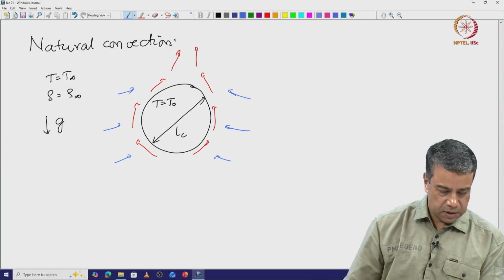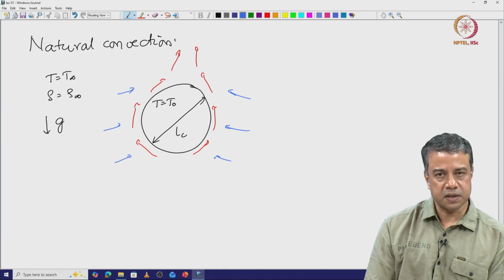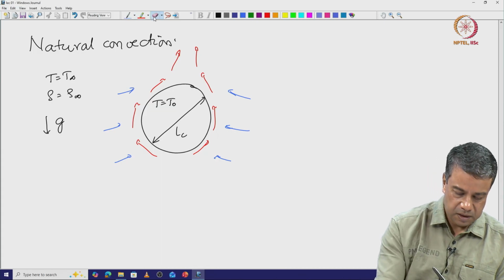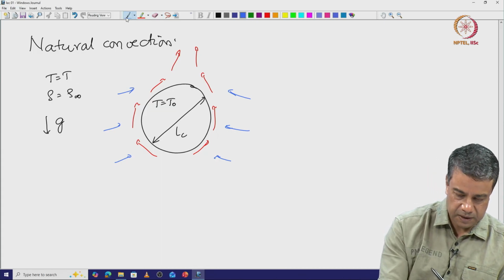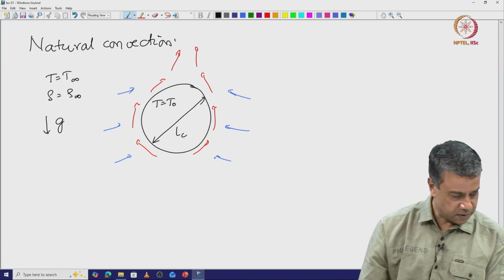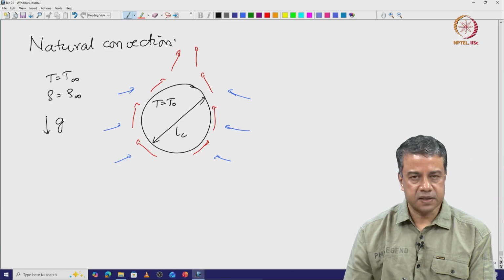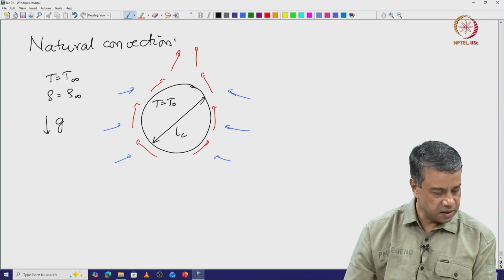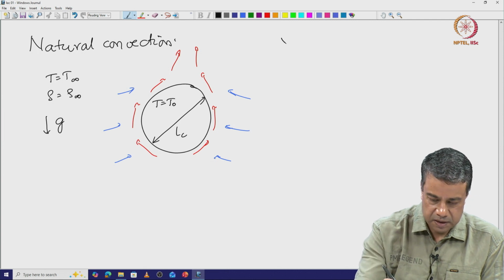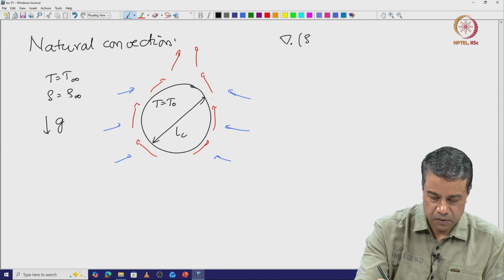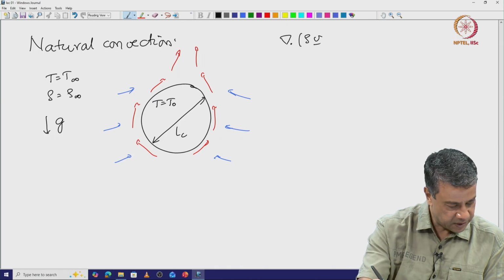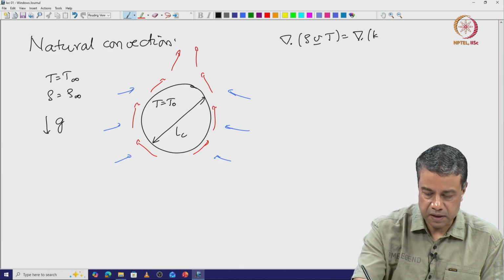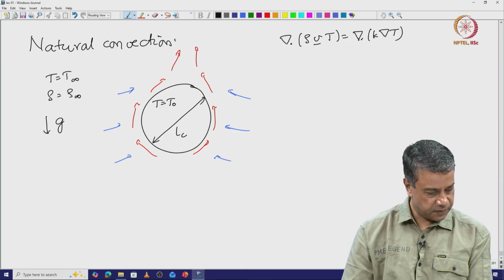Now, the equation for natural convection, let us say that the object was at temperature T naught, the fluid at infinity was temperature T infinity. At steady state, if T naught and T infinity do not change with time, then the system is at steady state. The energy conservation equation is the divergence of rho times the velocity times T is equal to the divergence of the thermal conductivity times the gradient of the temperature.